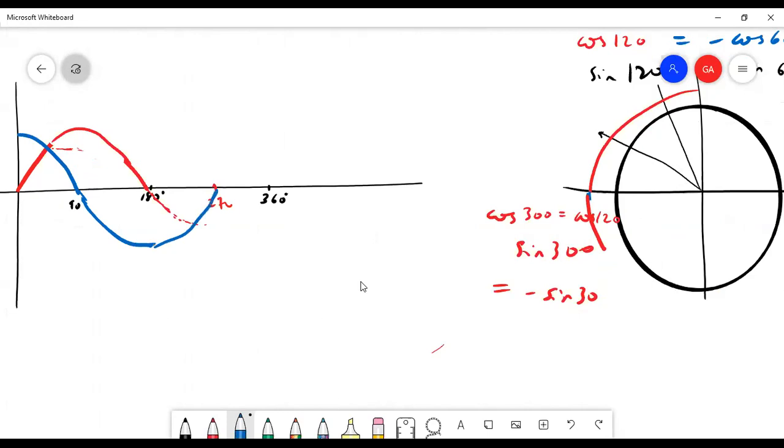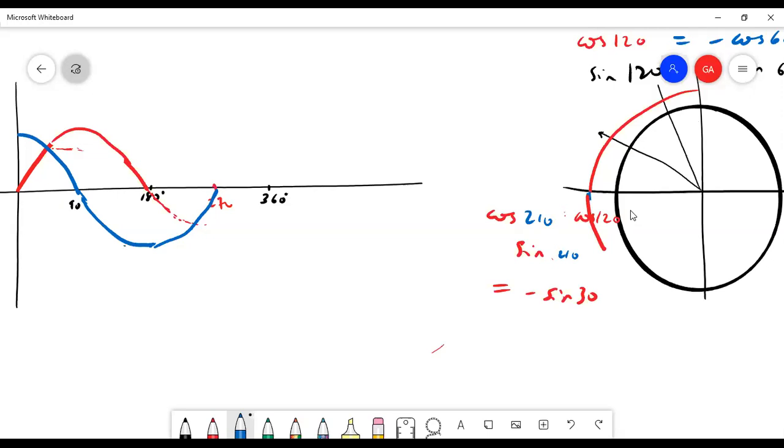See, cosine of, here's where, sorry, I'm in the wrong quadrant. Sorry, people. 210, I meant 210, sorry. Thanks, Aditya. Okay, I meant 210 here. Anyway, you get the point, right?